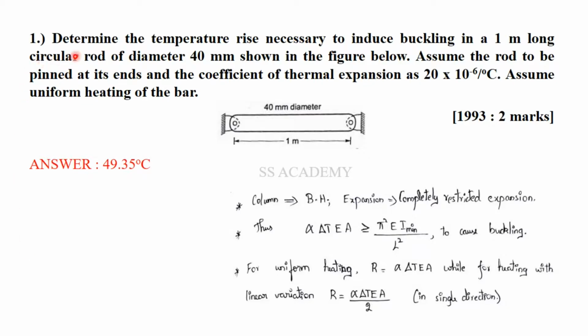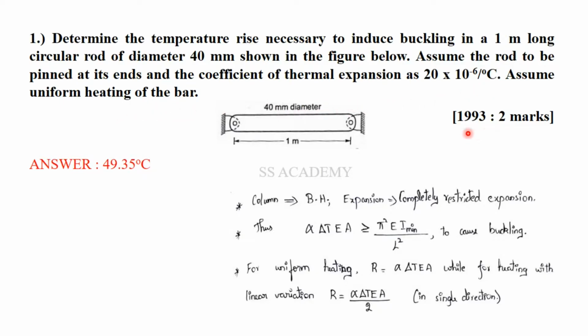Determine the temperature rise necessary to induce buckling in a 1 meter long circular rod of diameter 40 mm shown in the figure below. Assume the rod to be pinned at its ends, that is, both ends hinged, and the coefficient of thermal expansion as 20 into 10 power minus 6 per degree Celsius. Assume uniform heating of the bar.